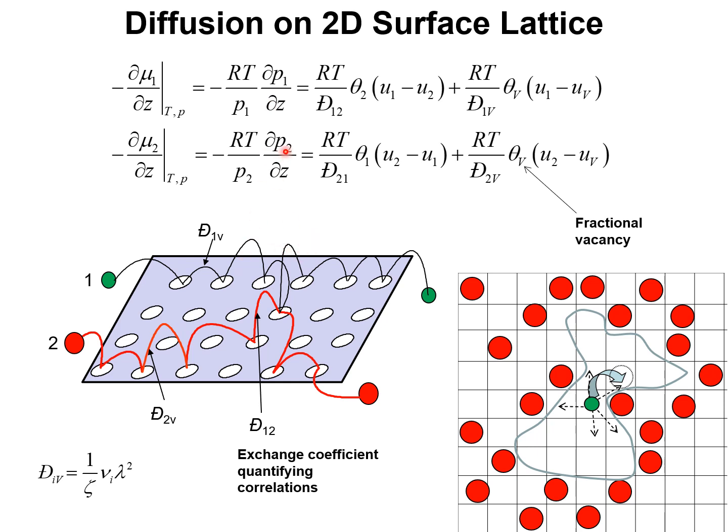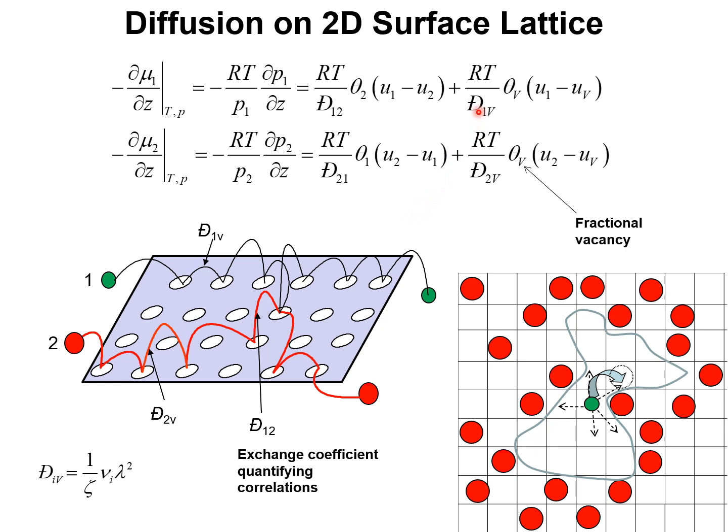The formulation for component 2 follows exactly the same lines as for component 1. The force acting on component 1, the gradient of the chemical potential of component 1, is balanced by friction. Component 2 experiences friction in undergoing relative motion with respect to species 1, and the friction it experiences on undergoing relative motion with respect to the vacancies.